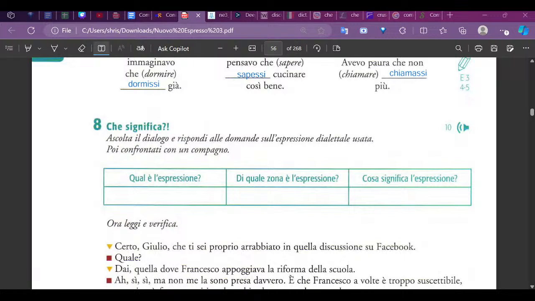Try to find the folder. Lezione 4. Oh, is that a message? Oh, okay. Just a second while I respond to this message. It's not loading, apparently. I don't know why. Just a second. Oh, no.